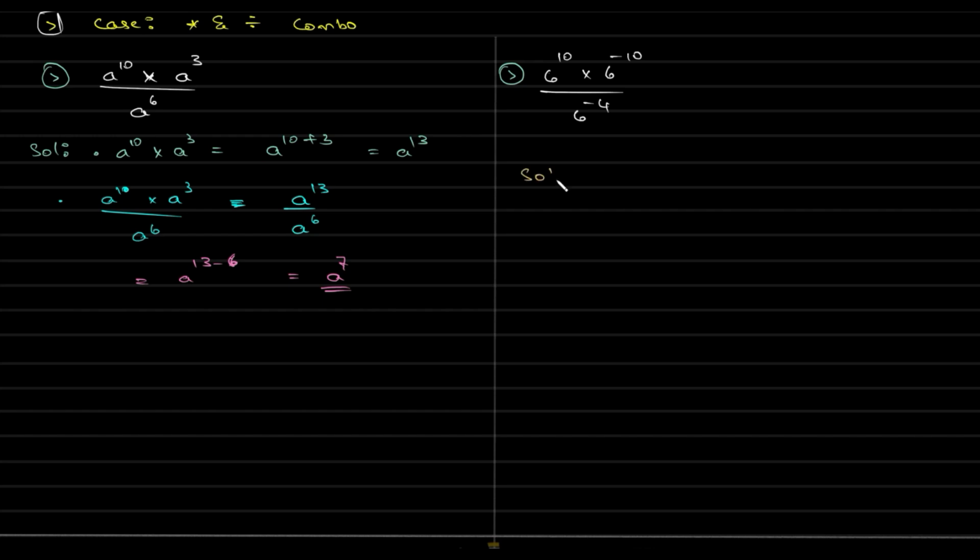So over here we have again multiplication and division. So I'll start with the top part, 6 to the power of 10 into 6 to the power of minus 10. So this will be 6 to the power of 10 plus minus 10, 6 to the power of 0. So let me not write it as 1.